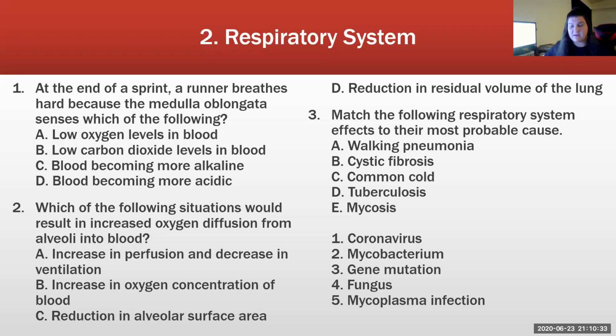Something happens with the pH, with the arterial blood gas, that changes the acidity, the pH balance of the blood. And that's what the medulla oblongata senses. So the oxygen levels are not sensed by the medulla oblongata. At the end of a sprint, CO2 levels would be high. So low CO2 levels in the blood is not correct.